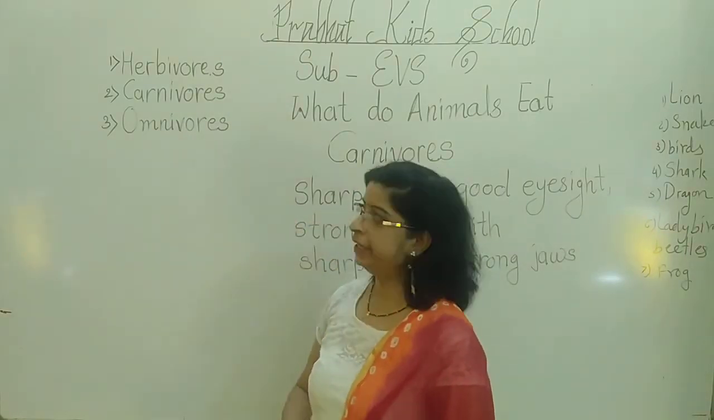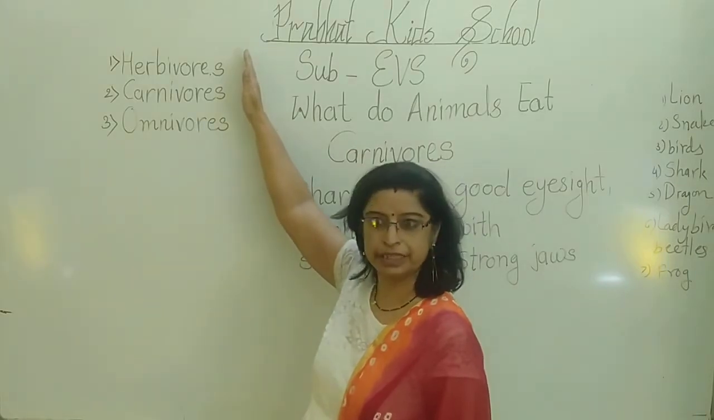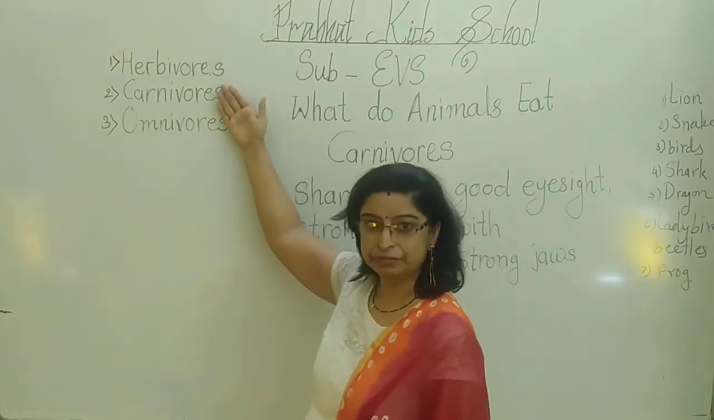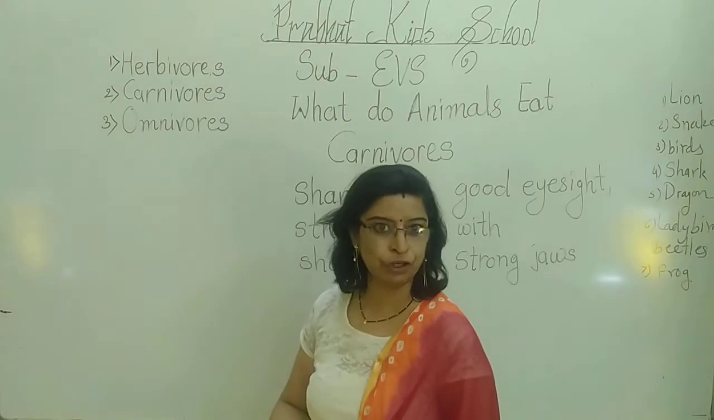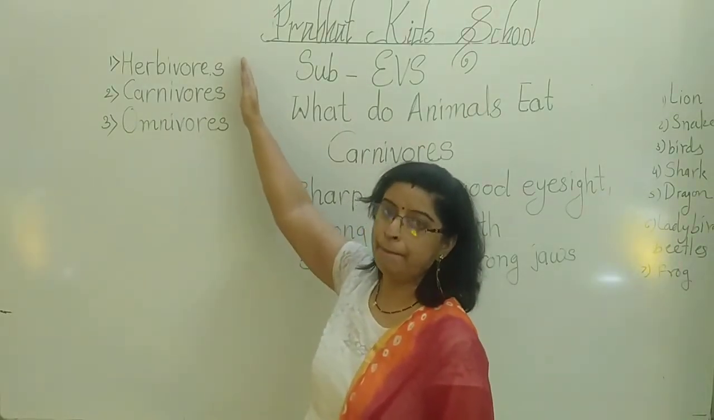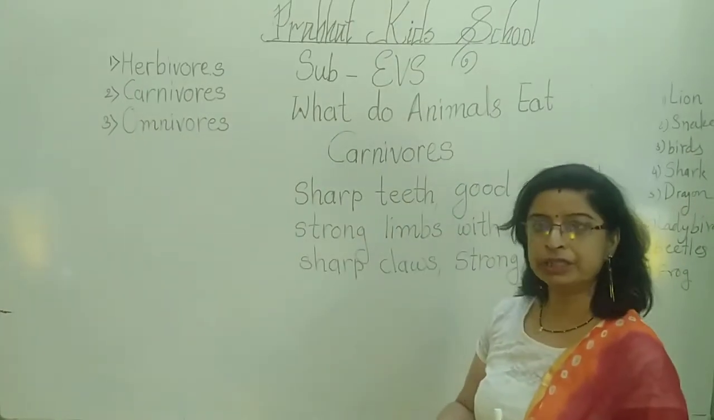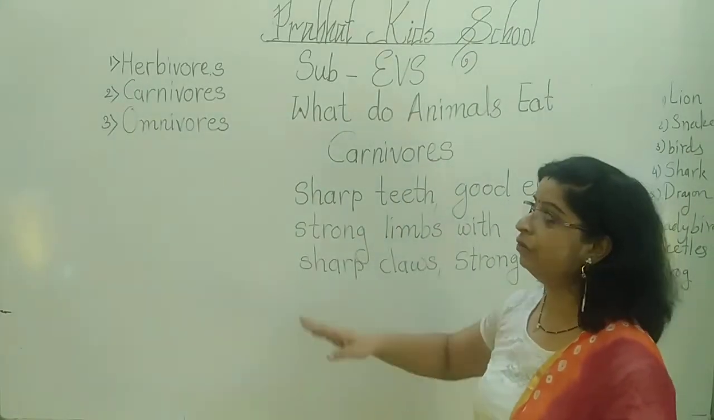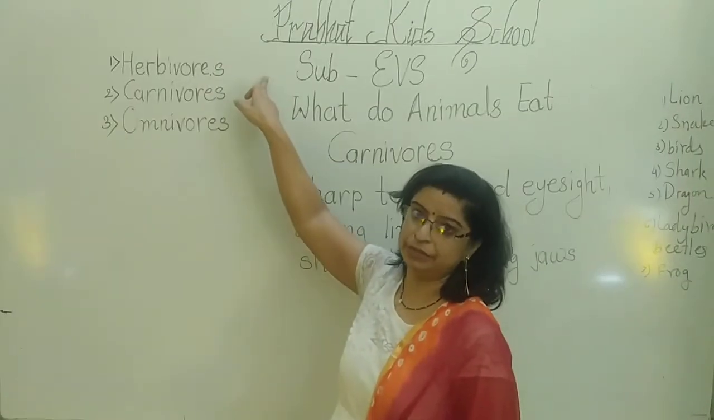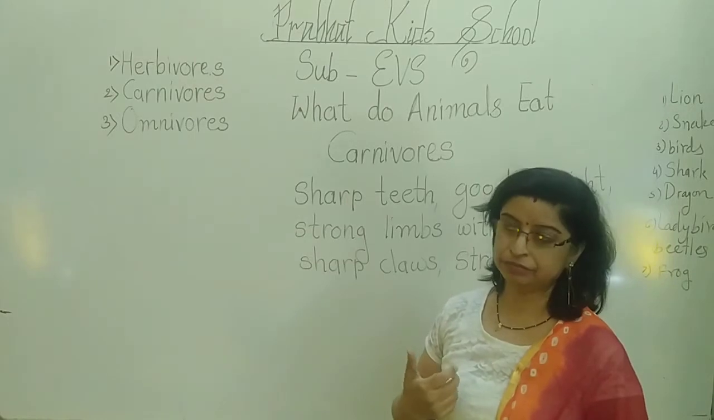In the previous period we discussed the herbivorous. What are the herbivorous animals? How are their teeth? Which process do they follow? Herbivorous animals are plant eaters. Those animals eat plants or parts of plants. They are called herbivorous animals. Herbivorous animals have flat front teeth.